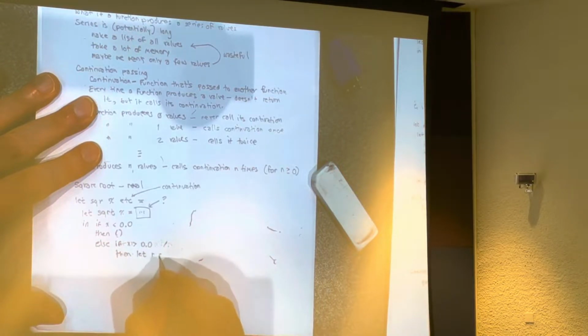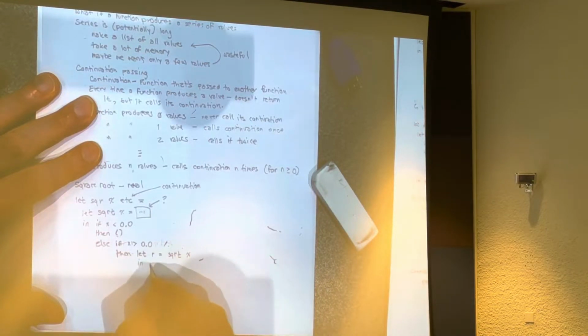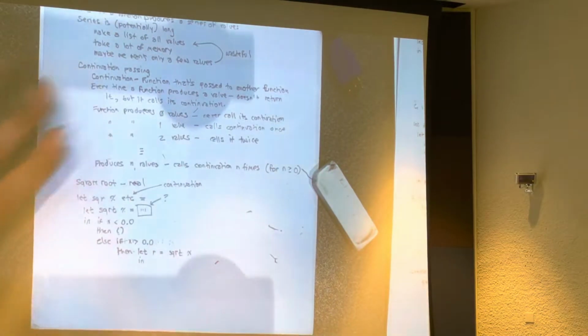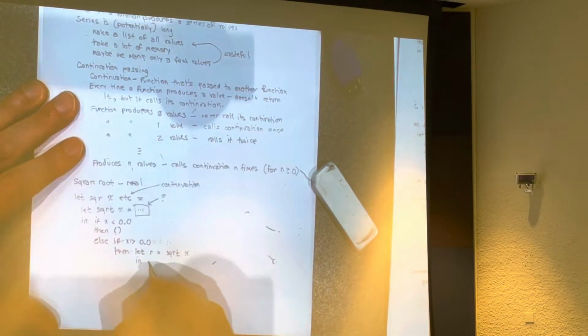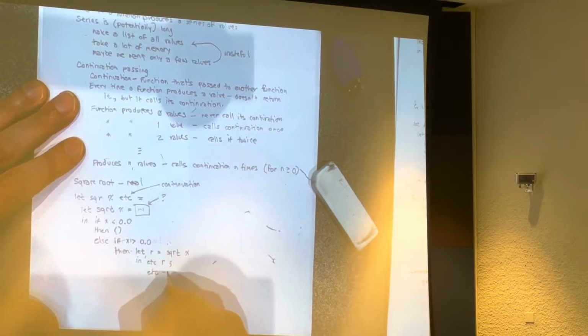Now we'll compute the square root. So we'll say sqrt of x in. All right, and now we know that there are two square roots, r and minus r. So we will call the continuation twice. We'll call it with etc of r, and we'll call it etc of minus r.